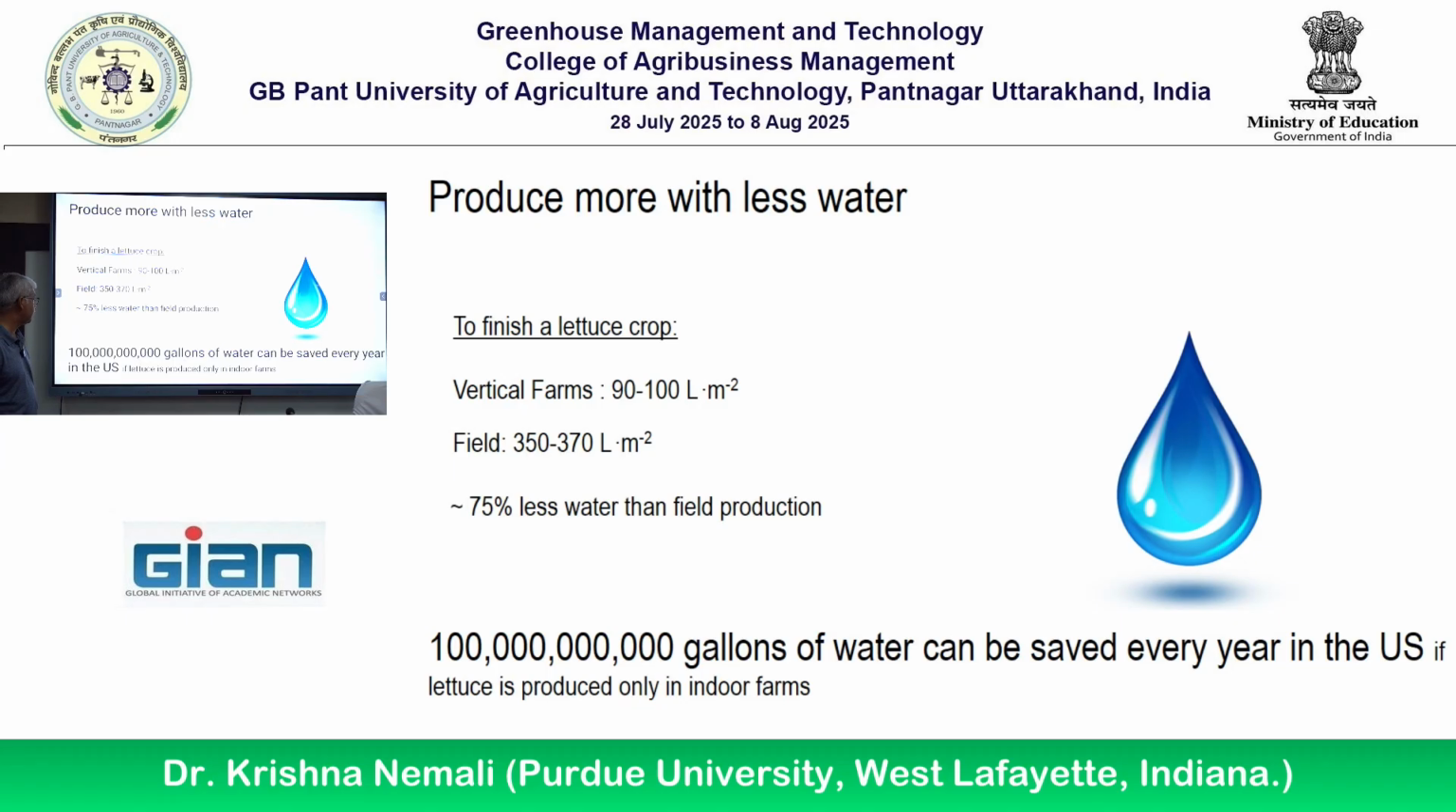For example, this is a hypothetical example. Let's say you don't grow lettuce in the field at all. You only grow lettuce in vertical farms. We did some calculations, and these many gallons, times 4 many liters of water, can be saved every year if you just grow lettuce in vertical farms.